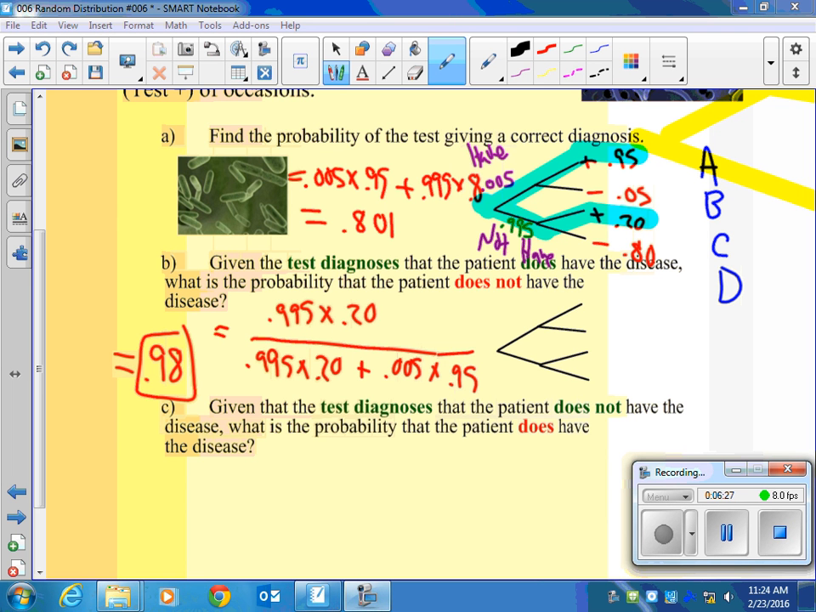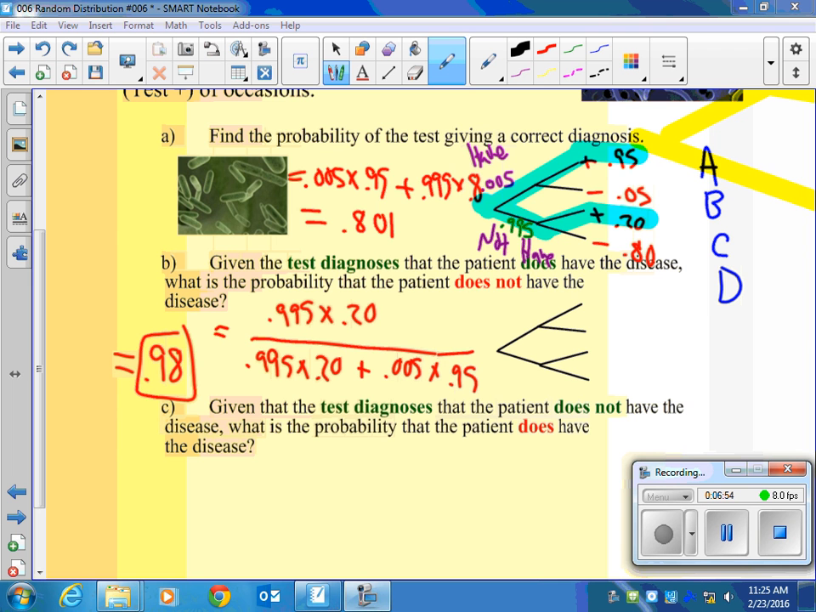Everybody look up here. This could change your life someday. I hate to say it, but someone's going to get a test and they're going to be in this situation. With these numbers, 95% and 80%, those are pretty good. But here's what they're saying. If this test is positive, there's a 98% chance you don't have it. How can that be? 98% chance you don't have it.